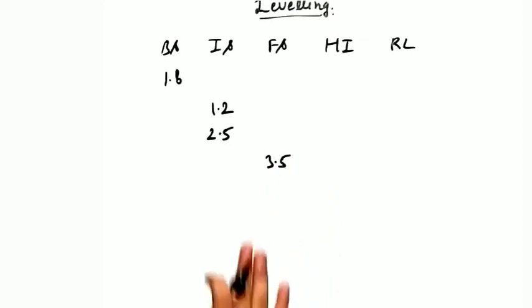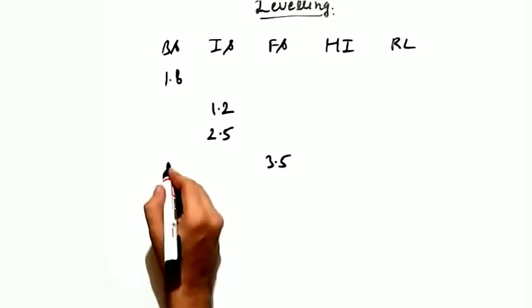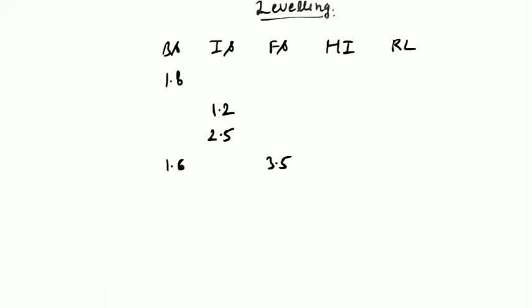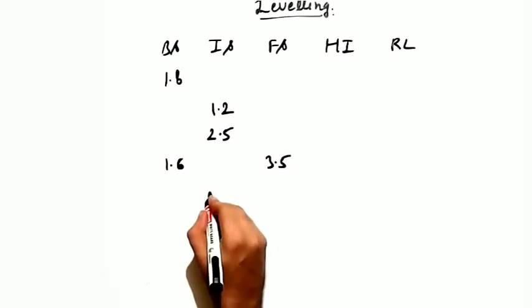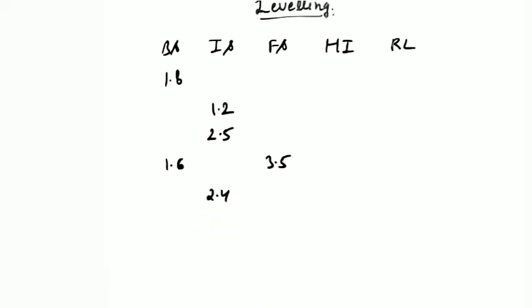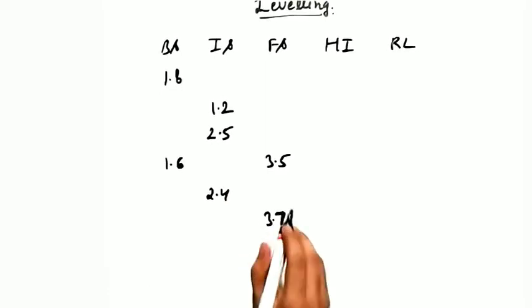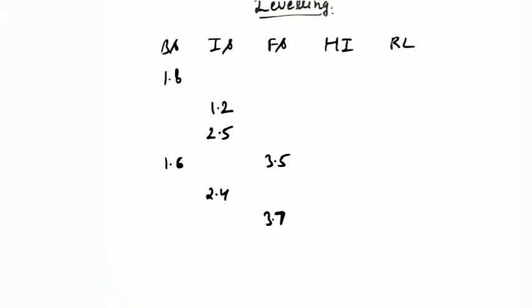Now I told you that the foreside reading has to be taken again from the new changed station. So suppose that reading was 1.6 meters. Now that is a backside reading for the new station. Now it will go like 2.4 meters. Again this is the intermediate side reading. And finally he took the foreside reading from this particular station.